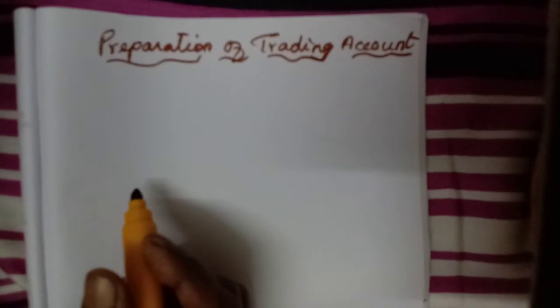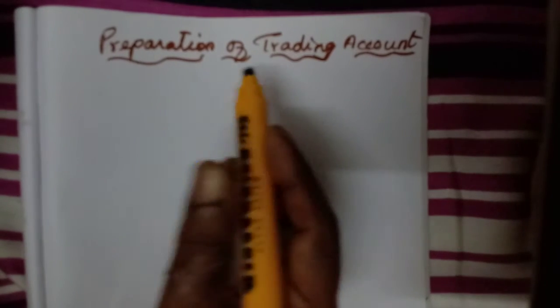Then 12 lessons are included for the half-yearly examination. The 12th lesson I have started, and around 3 more classes are available. I will complete it. Here, 3 accounts are there: one trading account, the next one profit and loss account, and the third one balance sheet. Each day I will complete one. So today we will learn about the trading account.